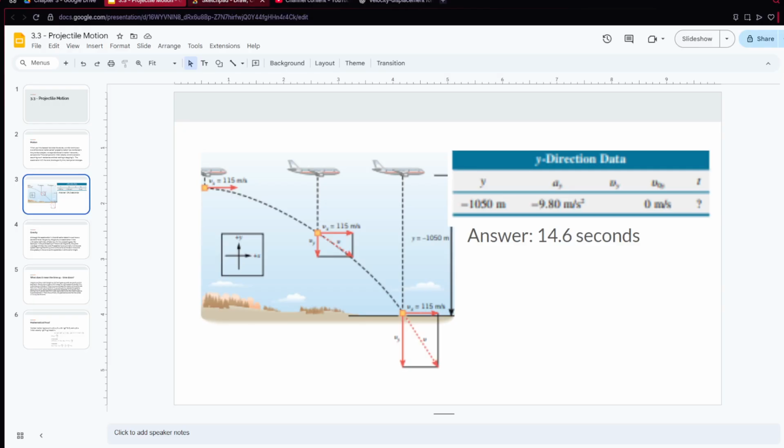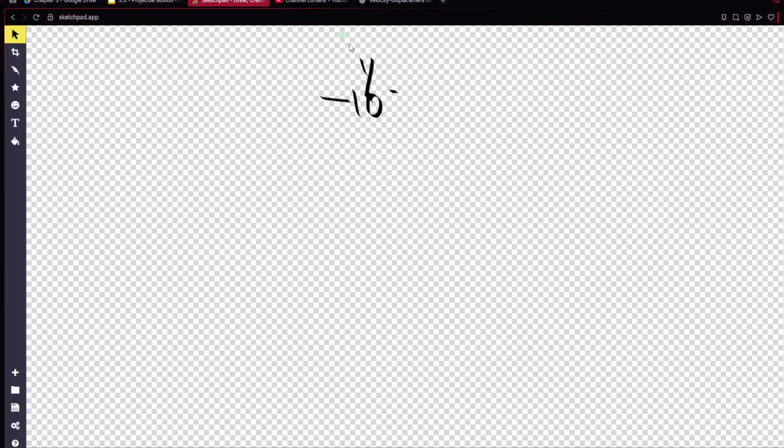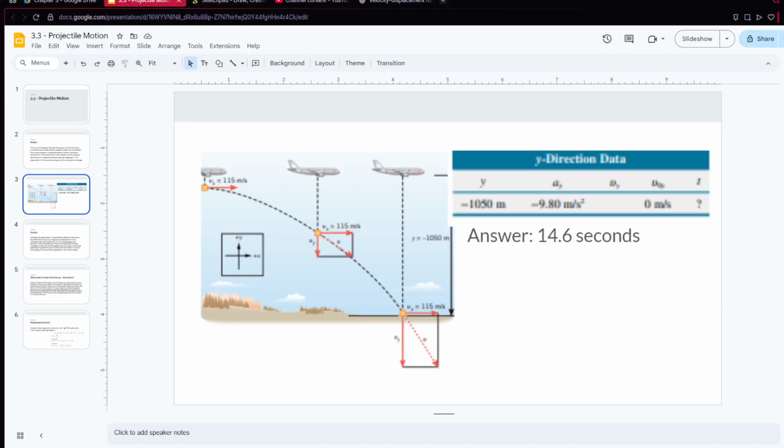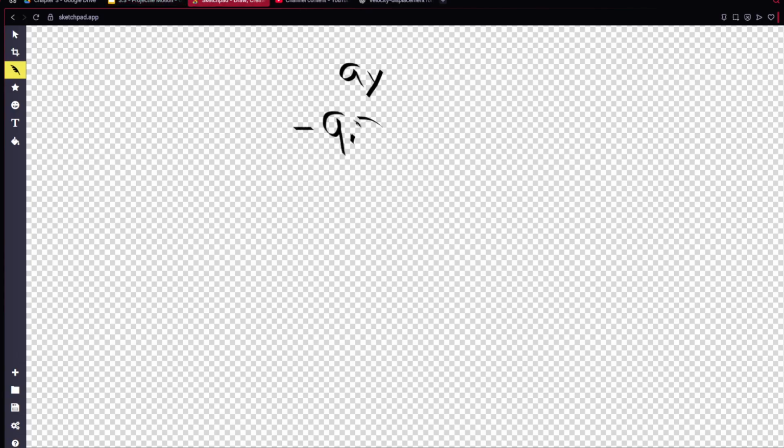Let's see what we're given. We're only given the acceleration in the y, which is negative 9.80. That's interesting. They put 9.80 when it's 9.81, and they also included the sig fig, so that's kind of strange, but we'll go with it. 9.8 meters per second squared.